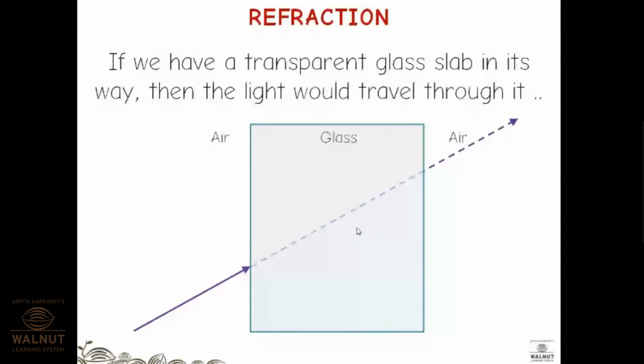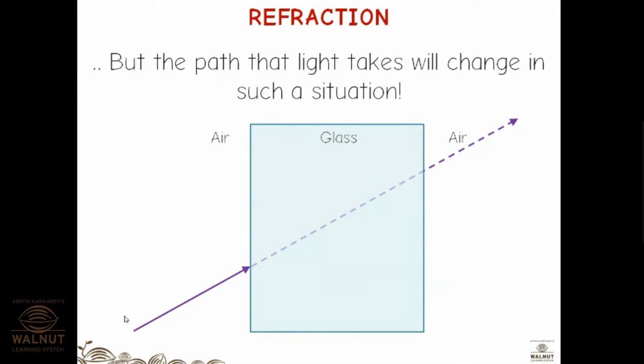Correct? So if we have a transparent glass slab, you take any transparent glass piece and if you place it in the way of the light, then the light would travel through it but in a different manner. So how will this light travel? You know that the general way is that the light will travel in a straight line. But if you put a glass slab in between, the path of this light ray will change in such a situation. So what has happened here? The light ray bends a little bit and then it will move ahead.